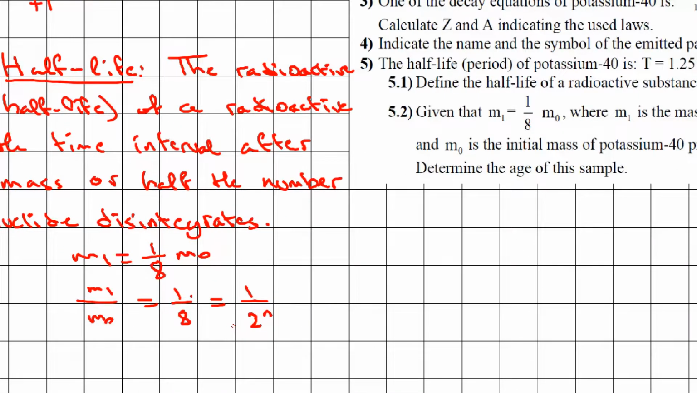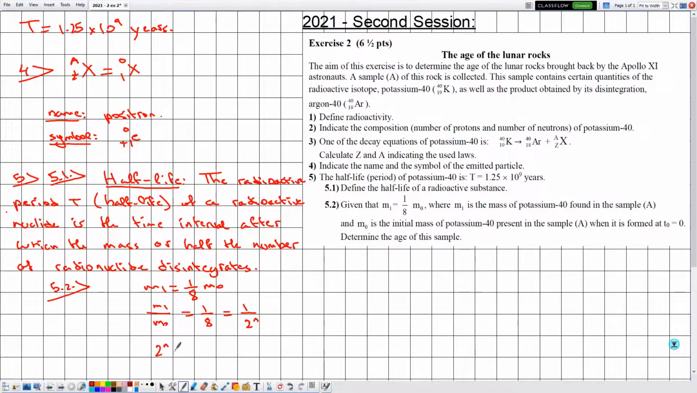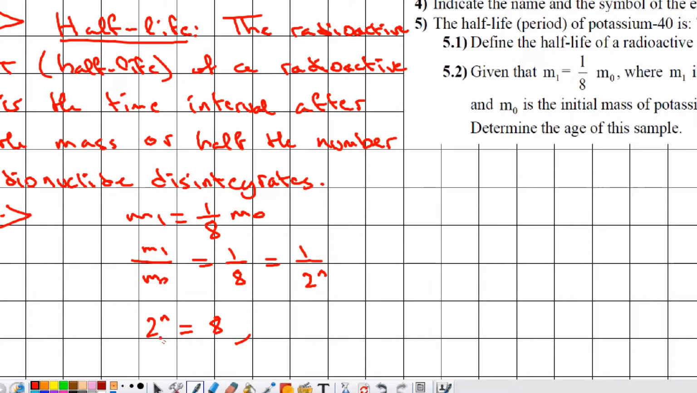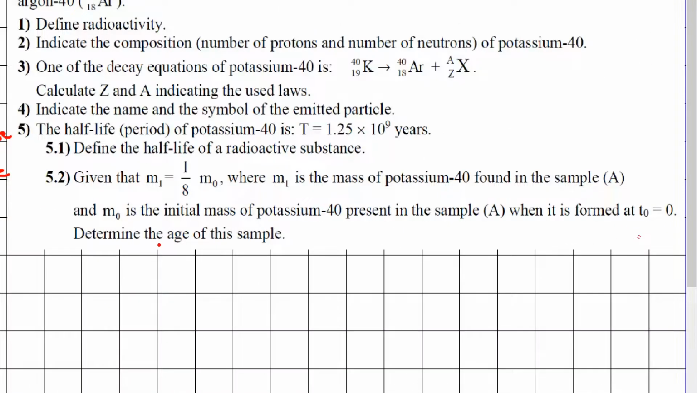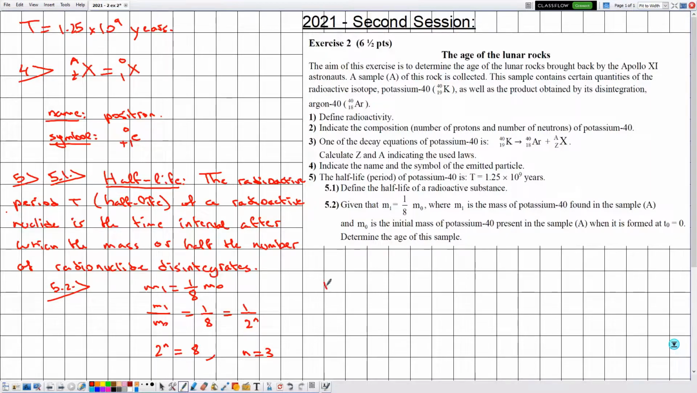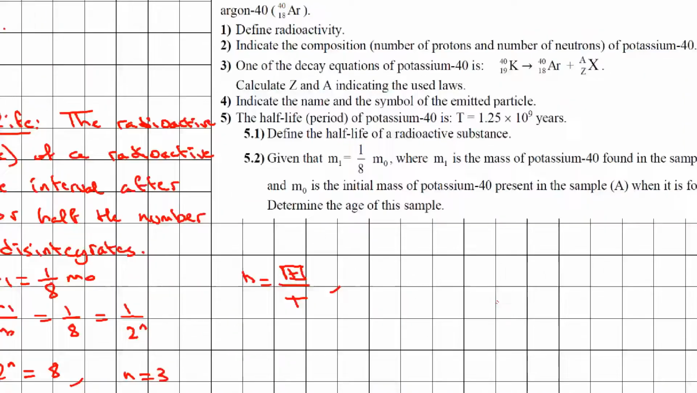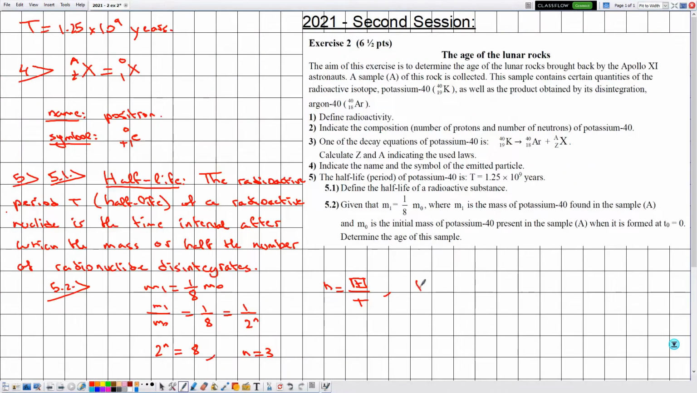Then in this case, one can deduce that because we have the same numerator, 2 power n is equal to 8. And we know that the value of n in this case must be equal to 3, then n is equal to 3. But we are not searching for the value of n, actually we are searching for the age of the sample, which is the time. We know that n is equal to t, the time, or the age divided by the half-life, and we are searching for t. Now, if we rearrange the following equation, then t is going to be n multiplied by capital T.